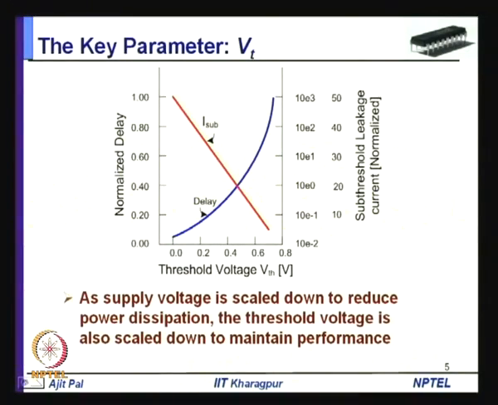On the other hand, if you look at this particular diagram, the red line is your subthreshold leakage current, which is one of the leakage current components, and you must notice that the subthreshold leakage current has been plotted on a logarithmic scale. Even on a logarithmic scale, you can see it is increasing linearly as you reduce the threshold voltage. That means, as the threshold voltage is reduced, the subthreshold leakage current increases exponentially.